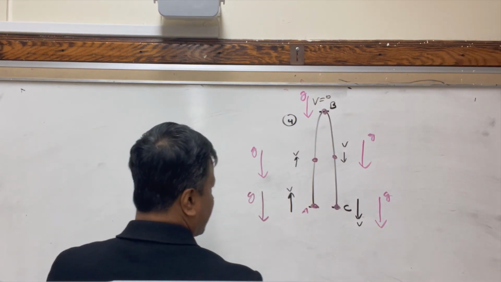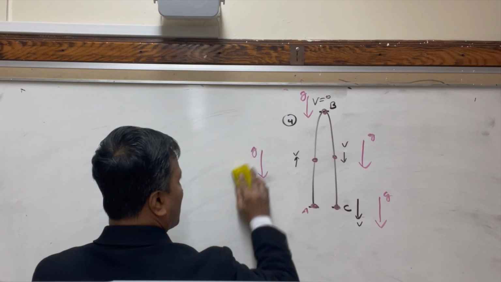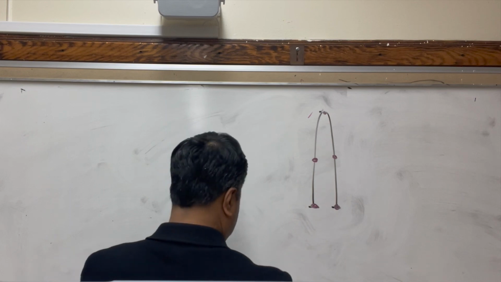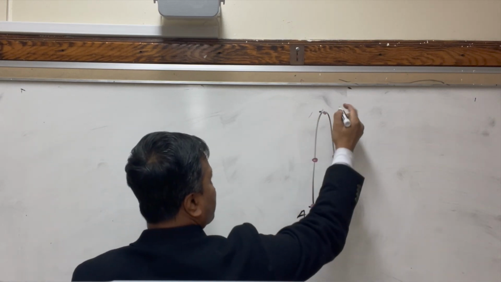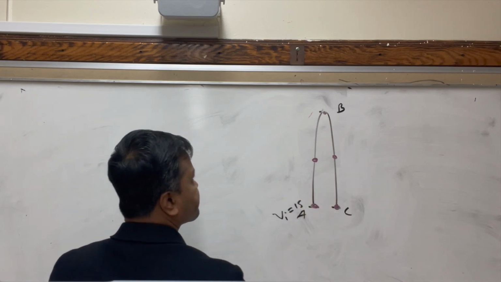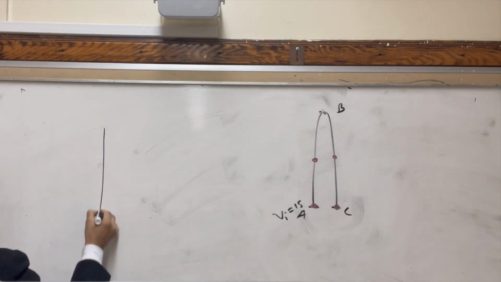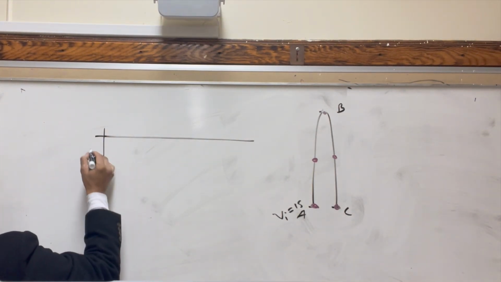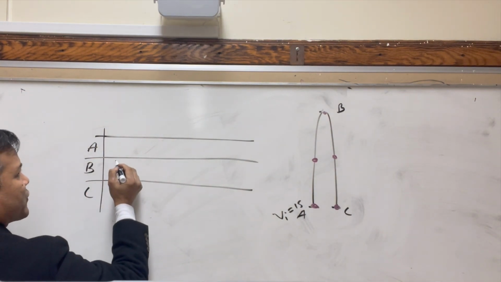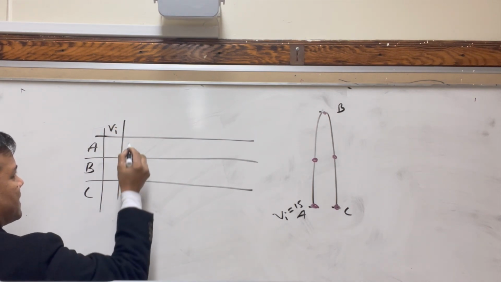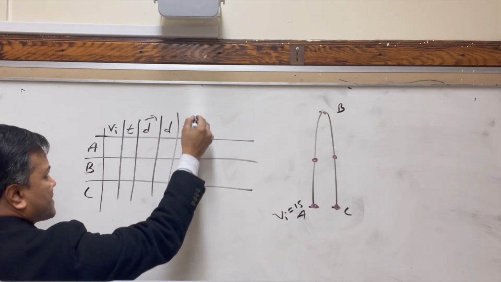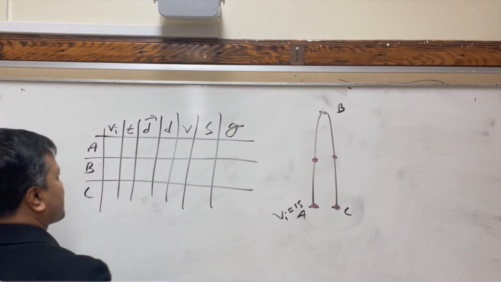Okay, let's say I throw a ball, with 3 locations, of course, A, B, and C. I throw the ball with an initial velocity of 15 meters per second. I want you to find many things at location A, location B, and location C: initial velocity, time, displacement, distance, velocity, speed, and acceleration.